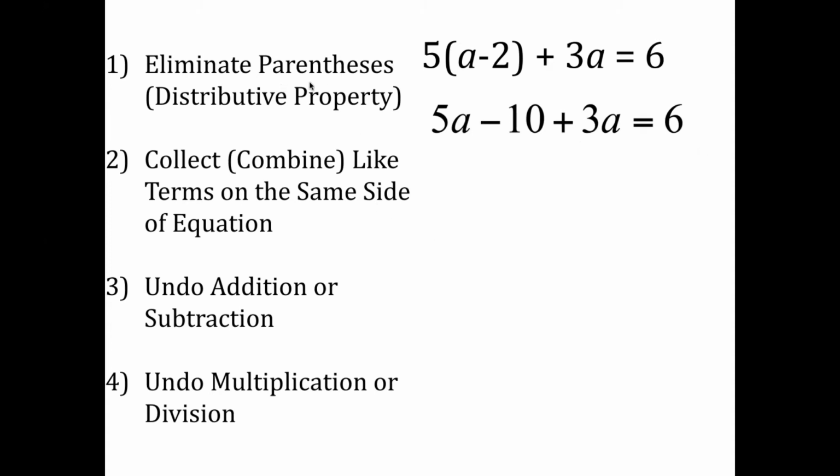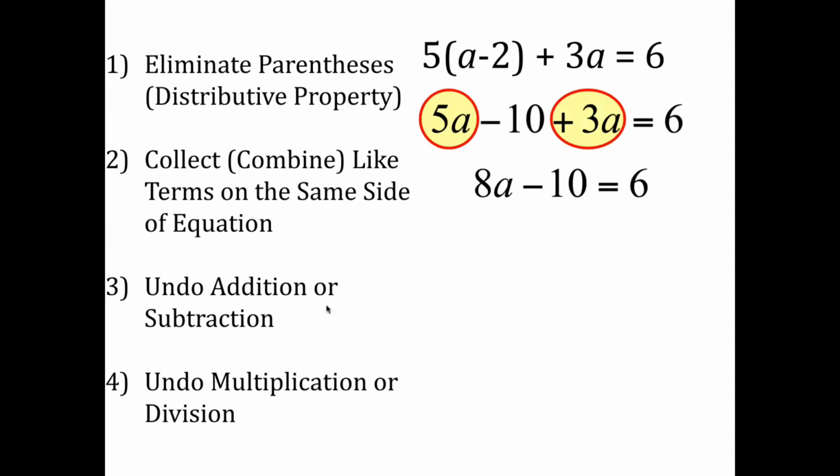Now you've finished eliminating the parentheses. You can go ahead and move on to step 2, which is combining like terms. So once again, always look at the variable and see which terms have the same variable and which ones lack the variable. So we can see here that 5a plus 3a both have the a variable. So you can assume those are like terms. Combine those, and that would be 8a minus 10 equals 6. And now you have your standard two-step equation.